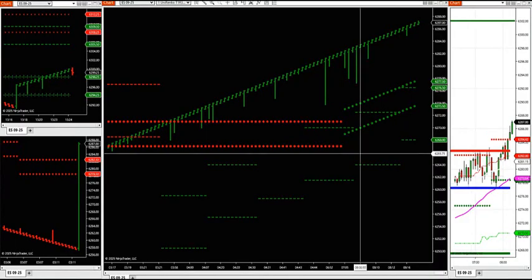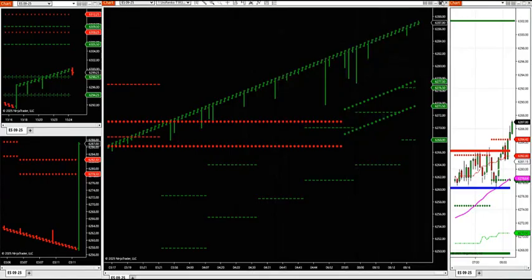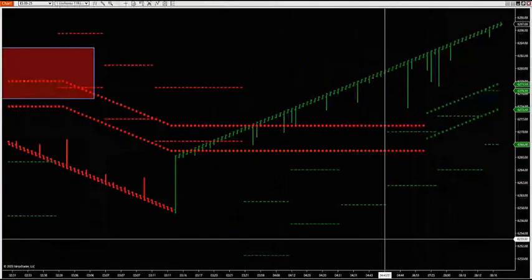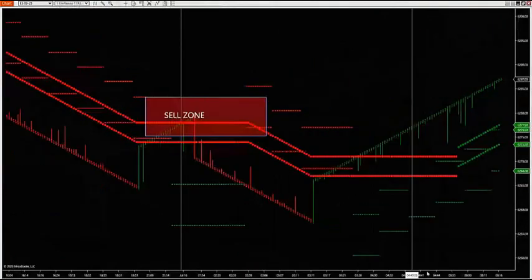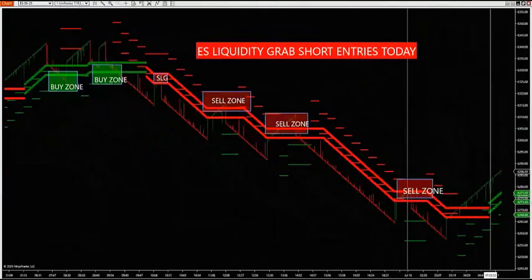All right, here we go. Let's take a look at the markets real quick. Let's go over yesterday's price action, and we'll go over today's setups. We've got PPI coming out at 8:30. It's around 8:17 this morning.